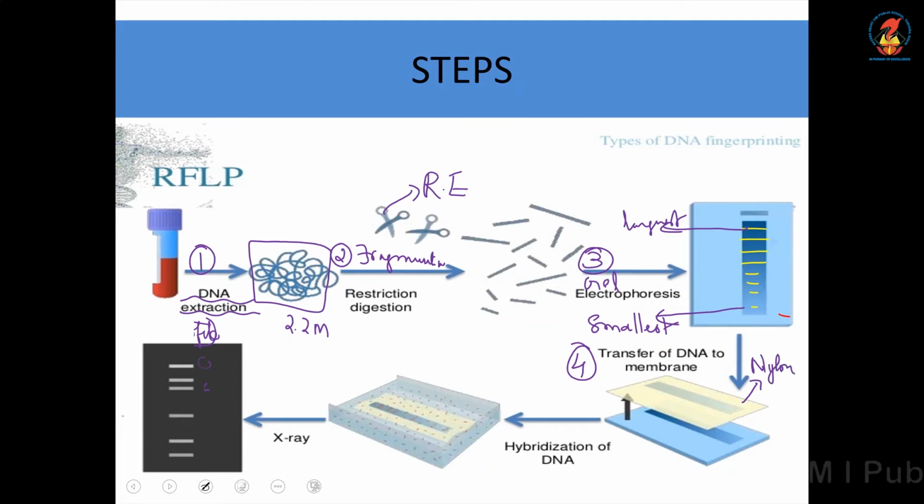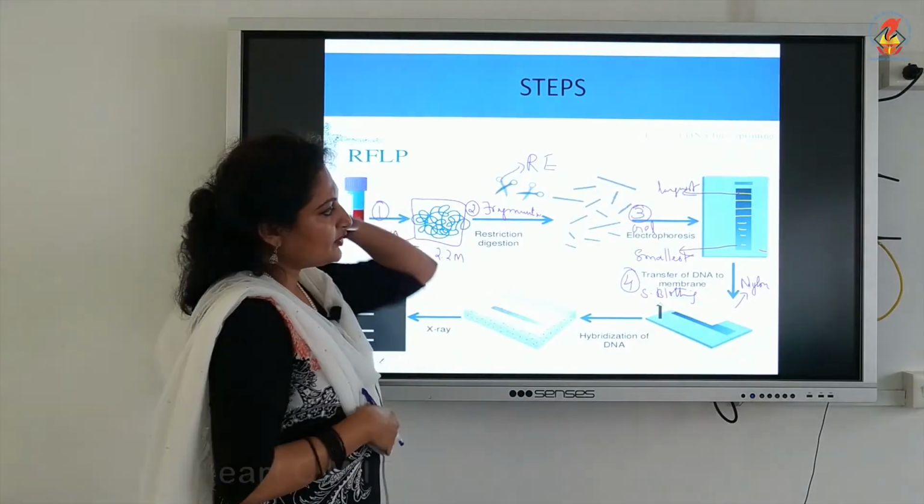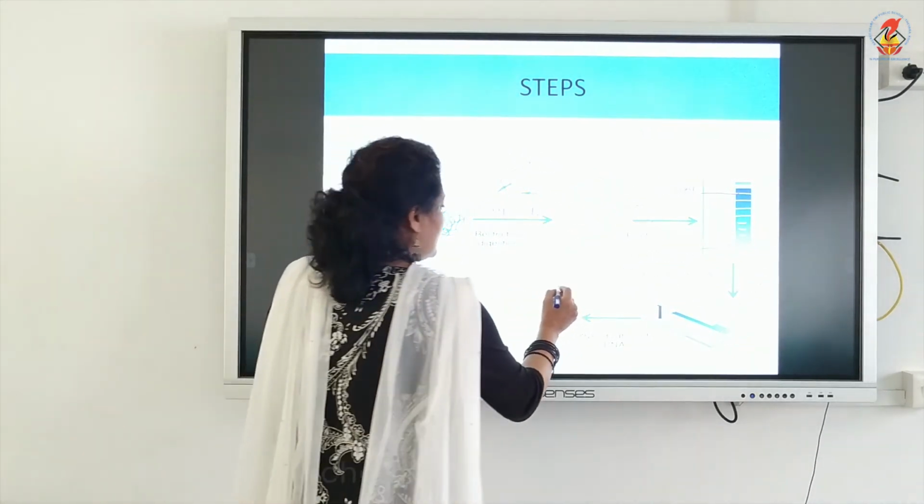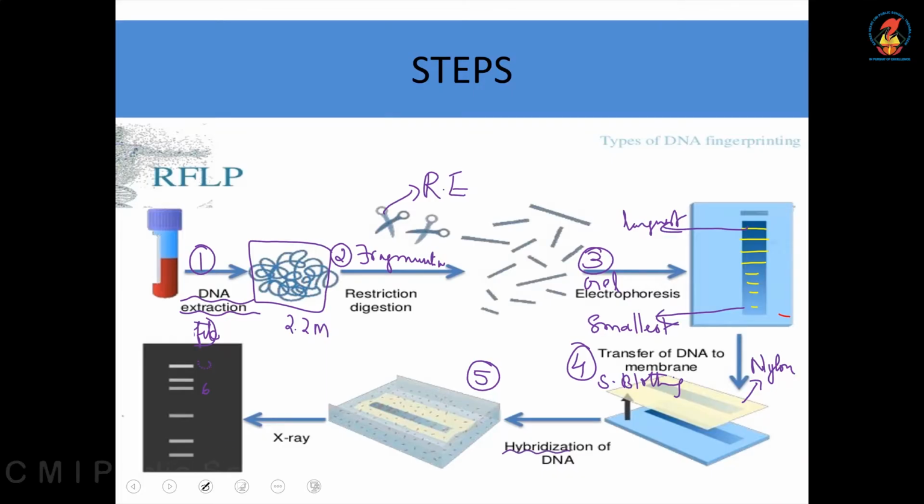Then fourth, from the gel it is transferred to a nylon paper or nitrocellulose sheet by a process called southern blotting. So this process is called southern blotting. Just like this, and now you get all these segments transferred onto the nylon paper. Then the fifth step is hybridization.